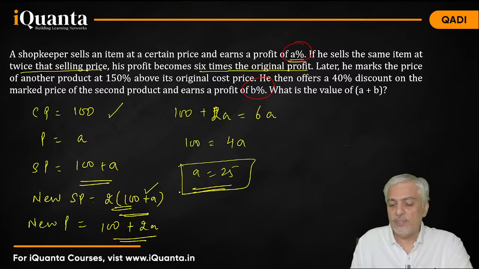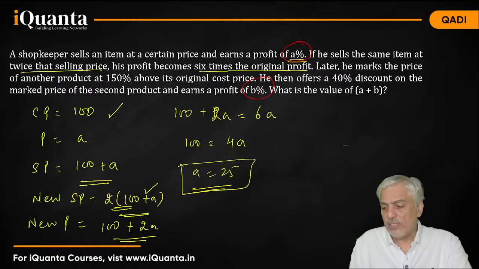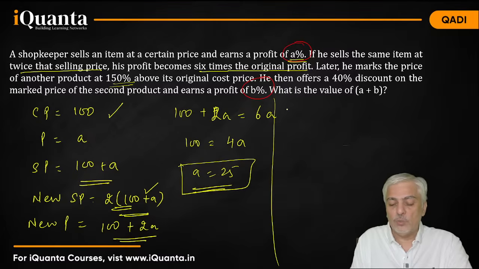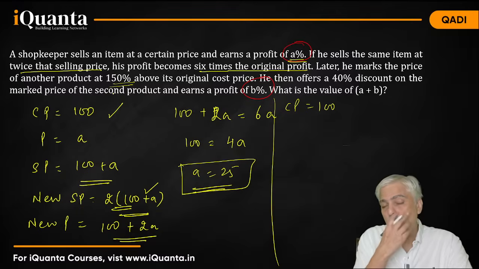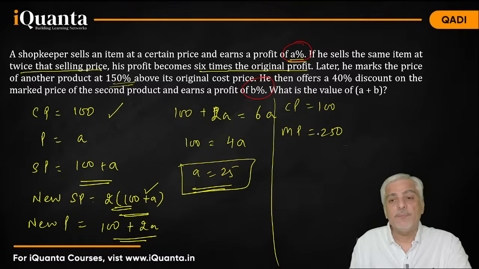Pretty straightforward. The second part also is pretty straightforward. You will get that also very easily. Let's check. Later he marks another product at 150% above its cost price. The new product starts completely fresh. So we say let the cost price again be 100. He marks it 150% above the cost price, so his marked price becomes 250.